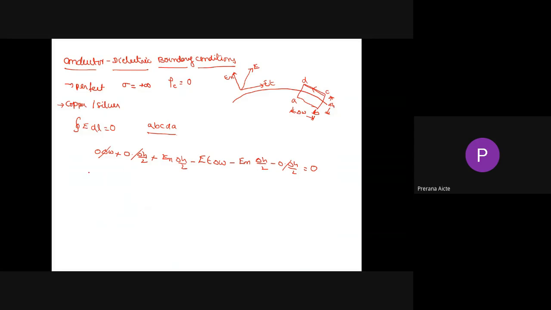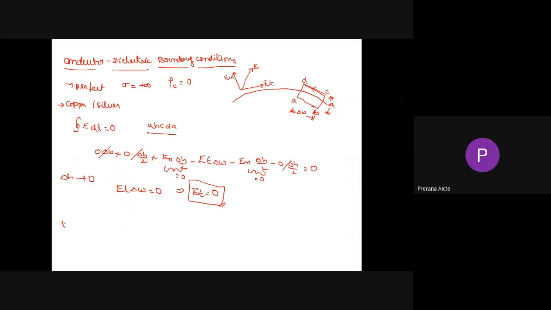Now in this equation del of h tends to 0, therefore the del of h terms are equal to 0, and the remaining term is E of t into del of omega equal to 0. Therefore E of t is equal to 0. That is, the tangential component of the electric field intensity is equal to 0.